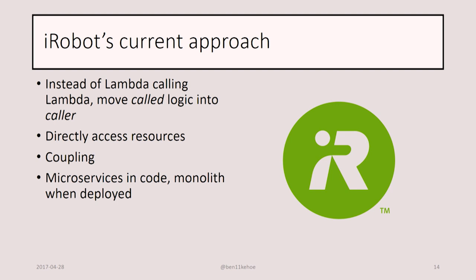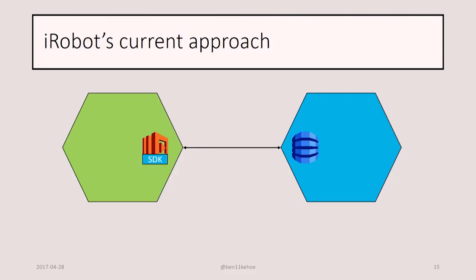So we directly access resources from calling services. And this introduces coupling, right? If a microservice is using the database inside a different service, even if the code is defined with the service that uses the database, if the schema changes, then you have to update both services. And so we sort of call this microservices in code, but a monolith when deployed. And it sort of looks like this, right? There's an SDK for the blue service that's sitting inside the Lambda, and we stitch that together at deployment time. I've talked about that at previous serverless comps.